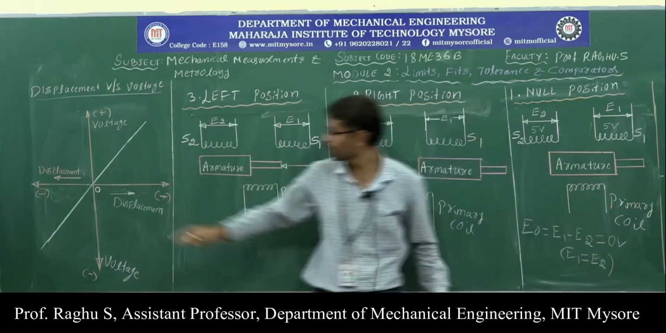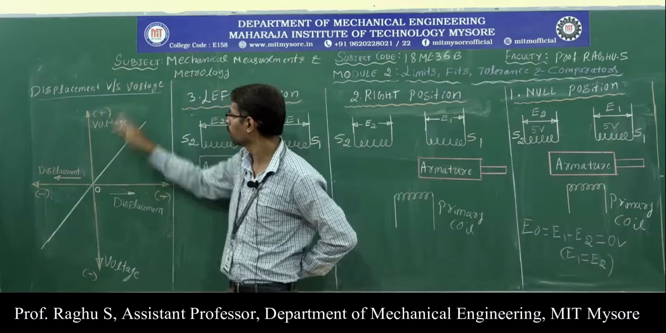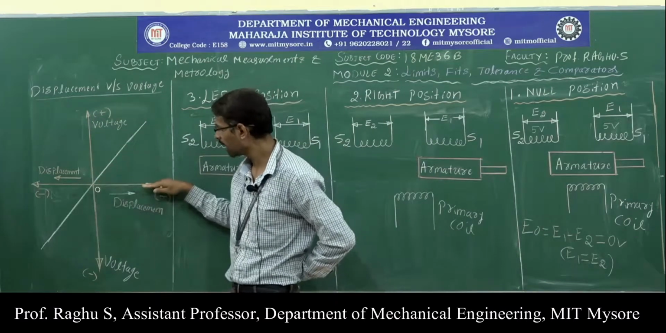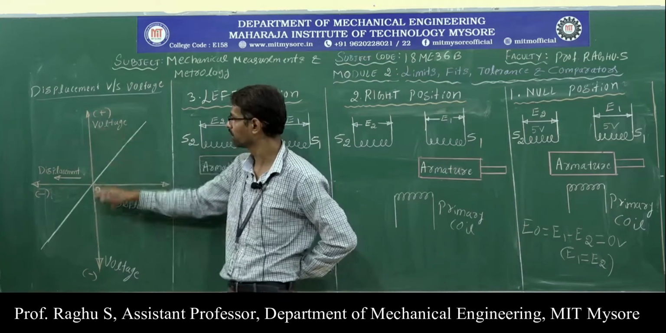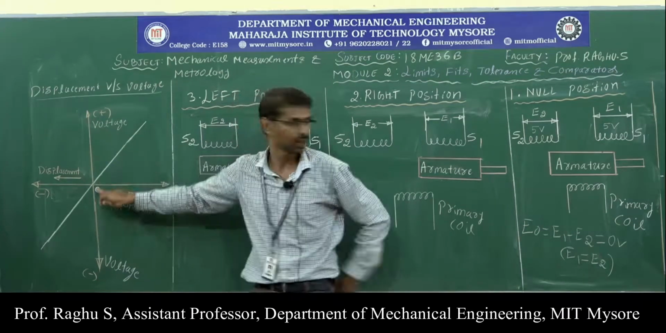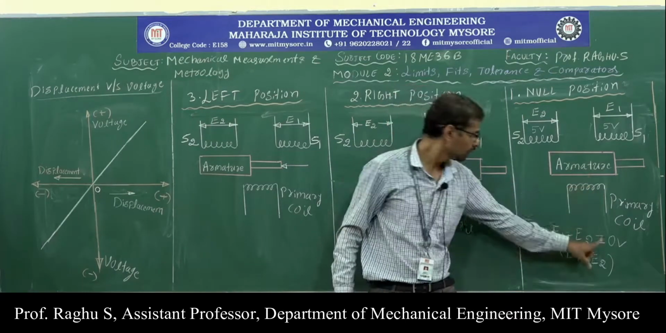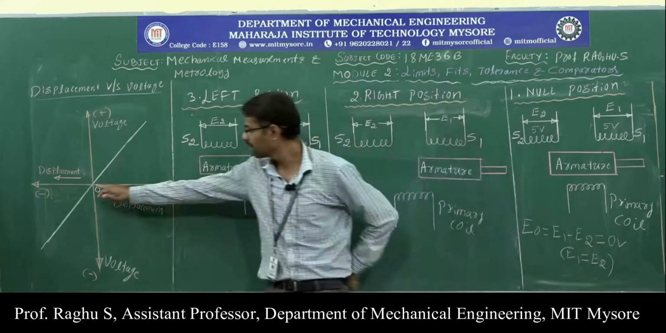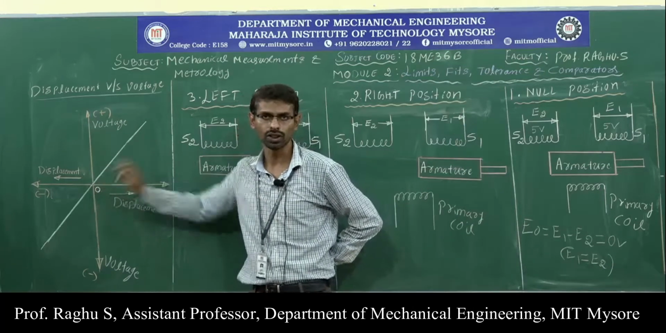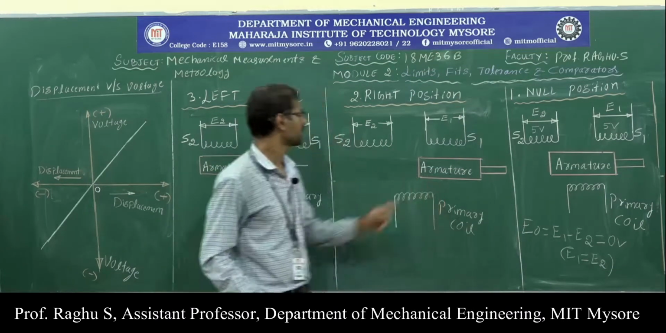And this condition is represented in this displacement voltage graph. The x-axis is displacement and the y-axis is the voltage. This origin represents the null position of armature. At the null position, we are getting 0 voltage and it is indicated at the origin. Now, let us come to the second diagram.